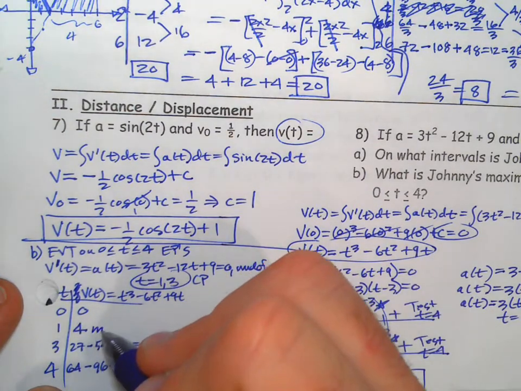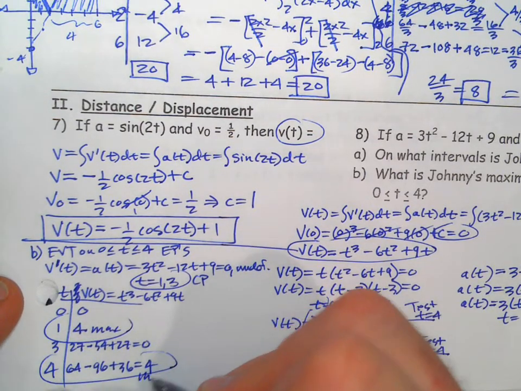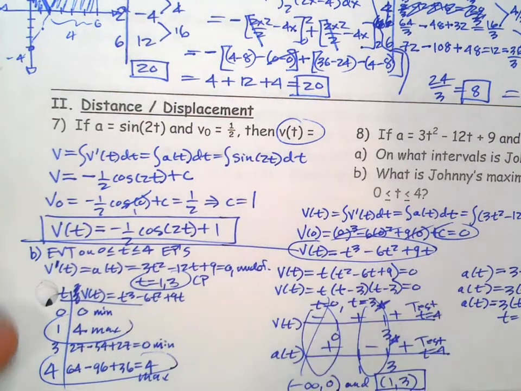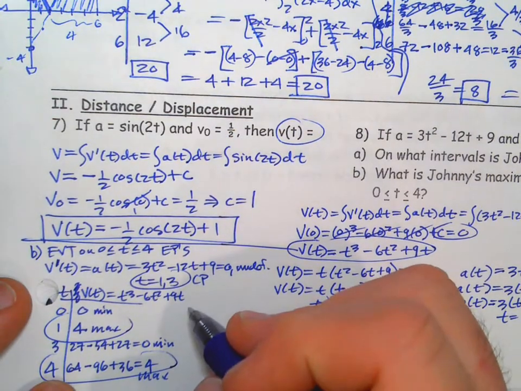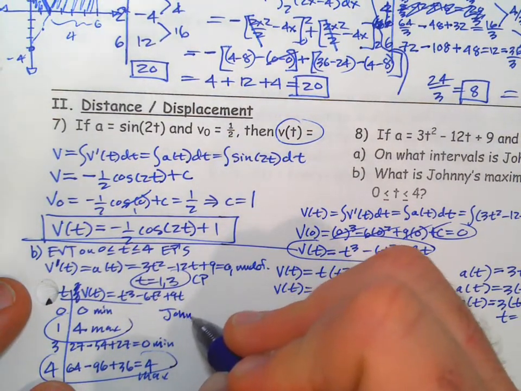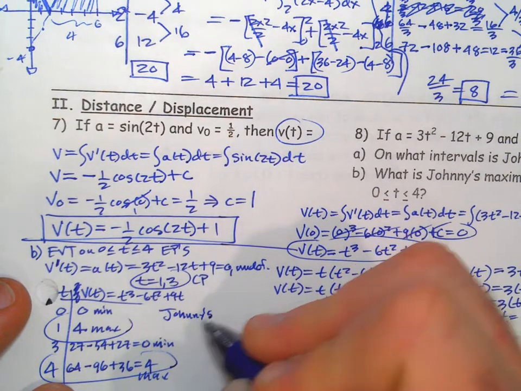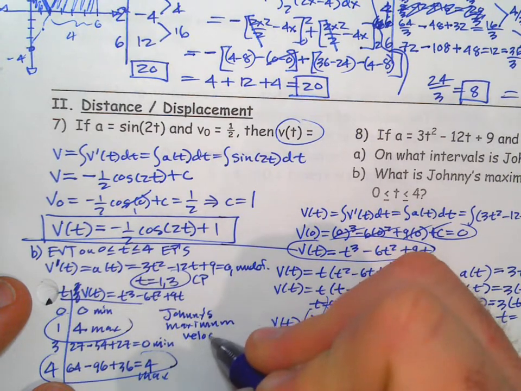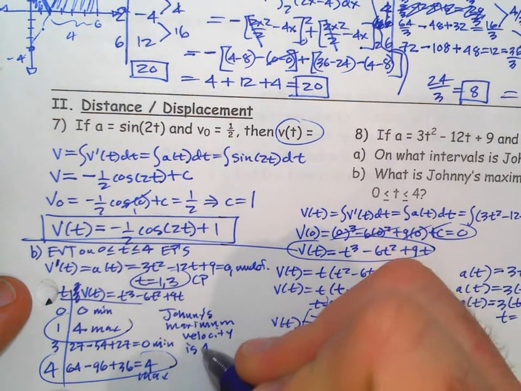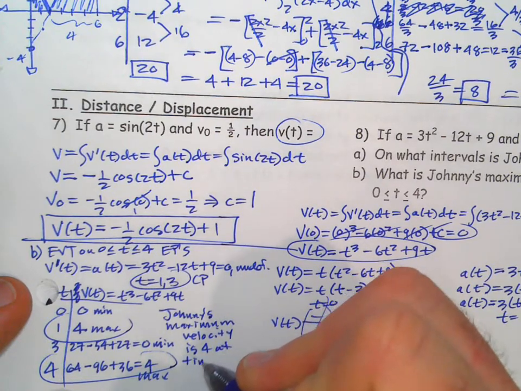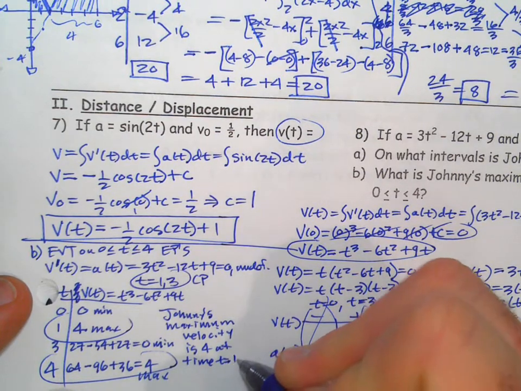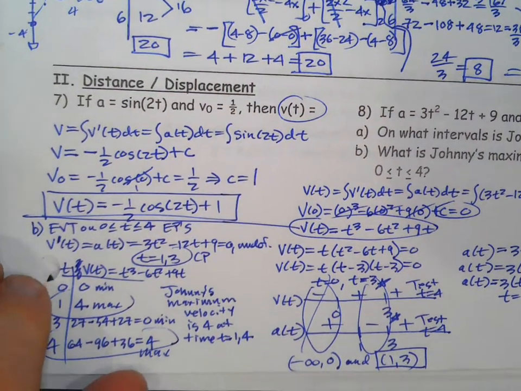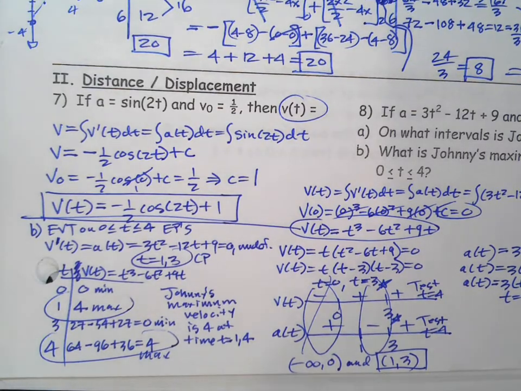So this is your max, shows up twice, and this is your min, shows up twice. You only have one max, one min, but it can happen at multiple places. So we'd say Johnny's maximum velocity is 4 at time t equals 1 and 4. And if you were going to justify it, you'd say by extreme value theorem, checking endpoints and critical points. So there you go.